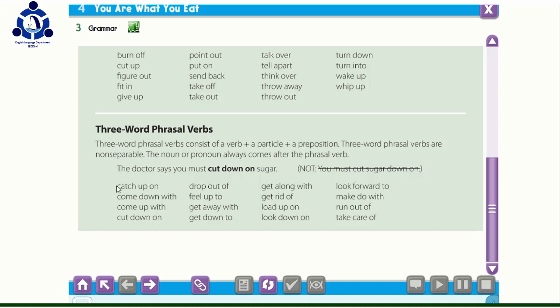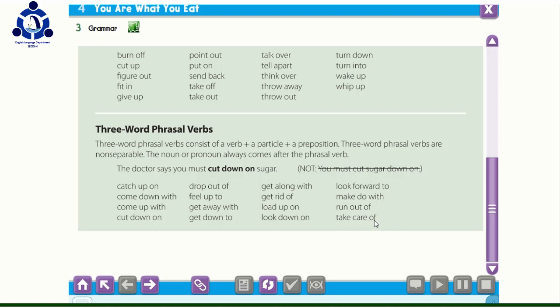Look at the examples below. Also, you have to memorize them. Like I said, don't see it like it's a lot, like it's hard to memorize all these words. No, you do not just memorize them. You practice them and write them in sentences. After that, it will come to you spontaneously. Okay? Catch up on. It's one of the examples. Catch up on, come down with, come up with, cut down on, drop out of, feel up to, get away with, get down to, get along with, get rid of, load up on, look down on, look forward to, make do with, run out of, take care of.